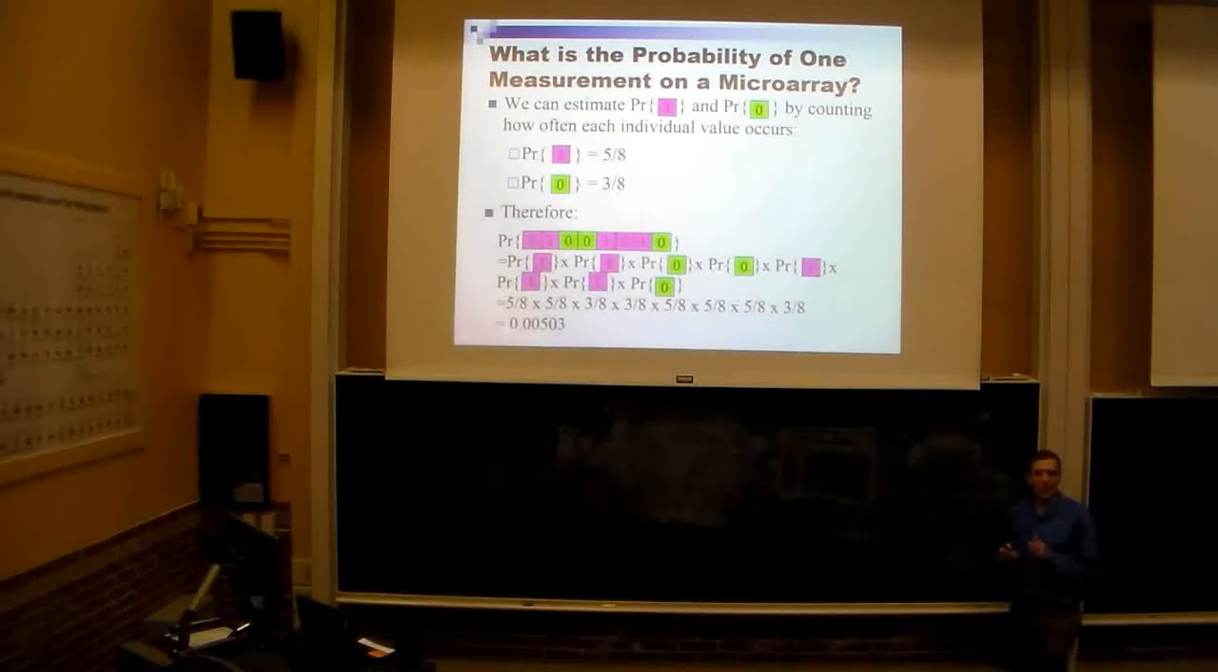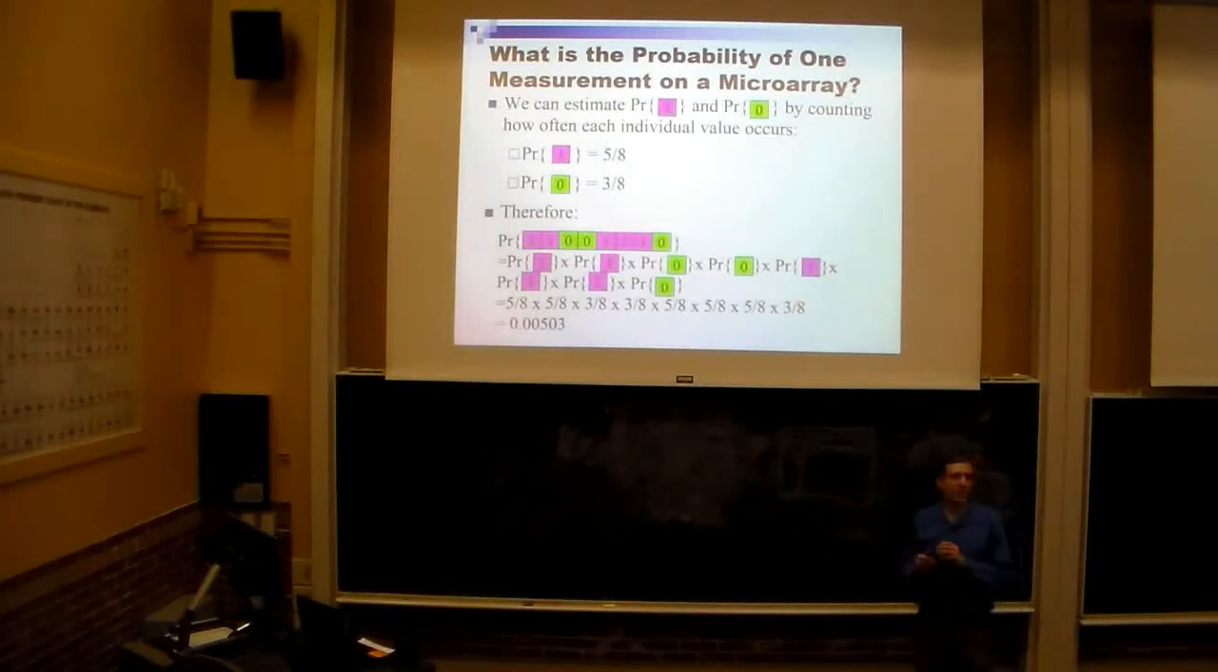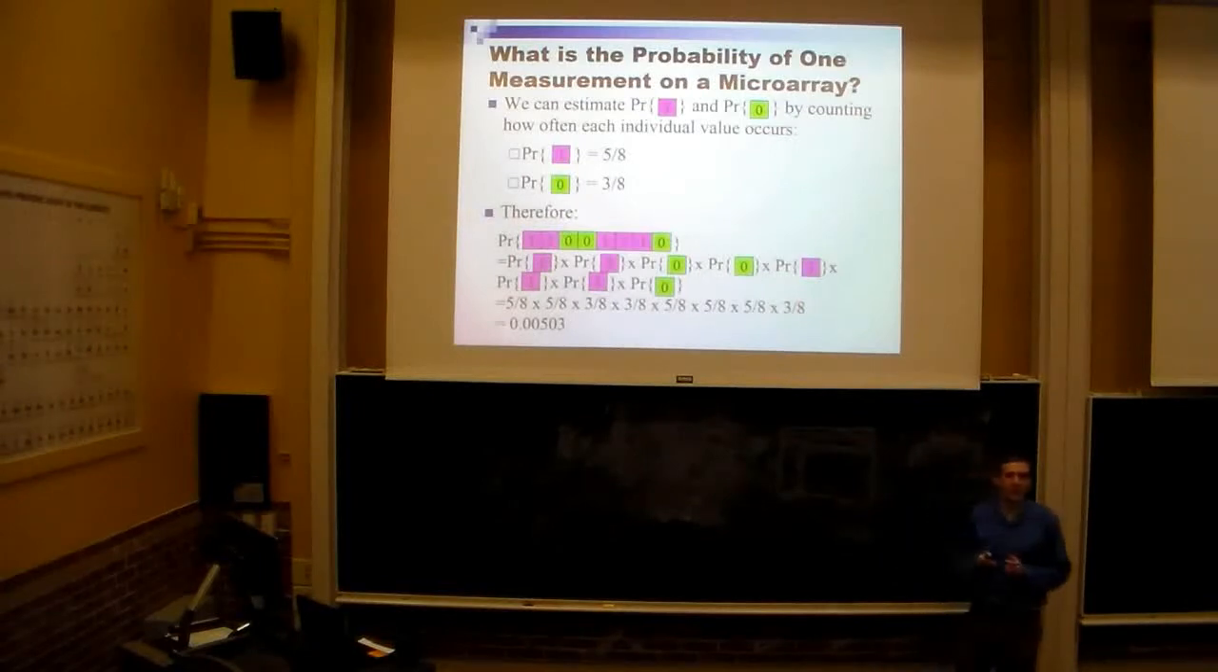You can come up with some specific number that tells you how likely we think it is that an unregulated gene would generate that string of values.